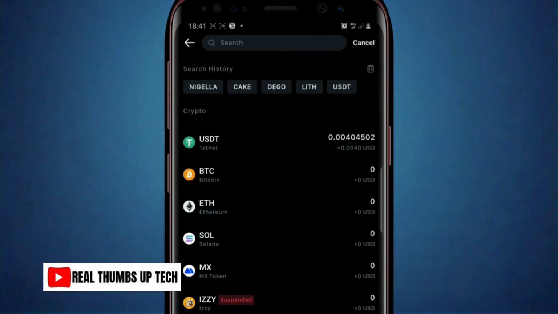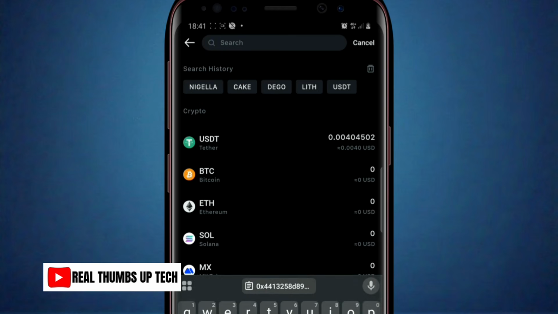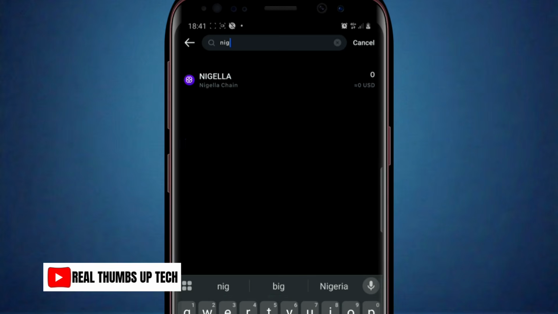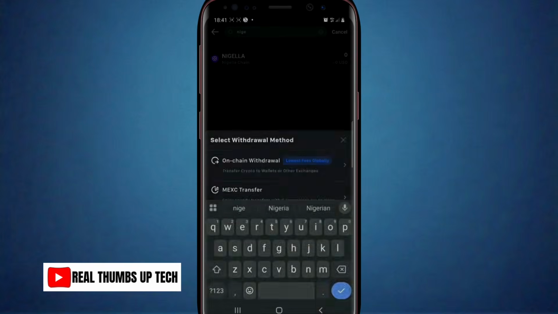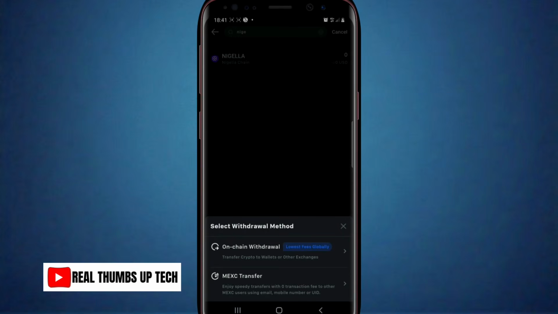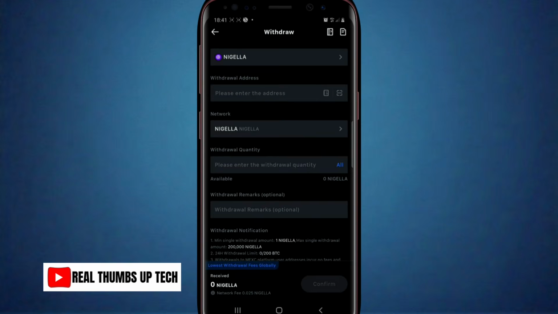Okay. Under this withdraw, what are we withdrawing? You can see the Nigeria here. I've actually worked on it, but let me just come over here and type it in case it is not showing on your own. Just type Nigeria. Okay, you will see it appear over here. You will see the options here, whether you are using an on-chain withdrawal or MEXC transfer. Let's go for on-chain withdrawal.